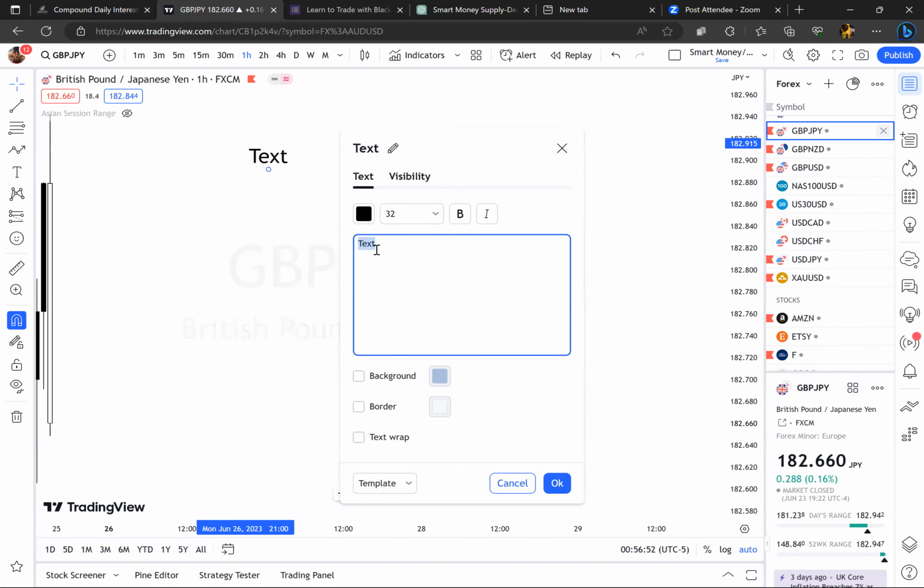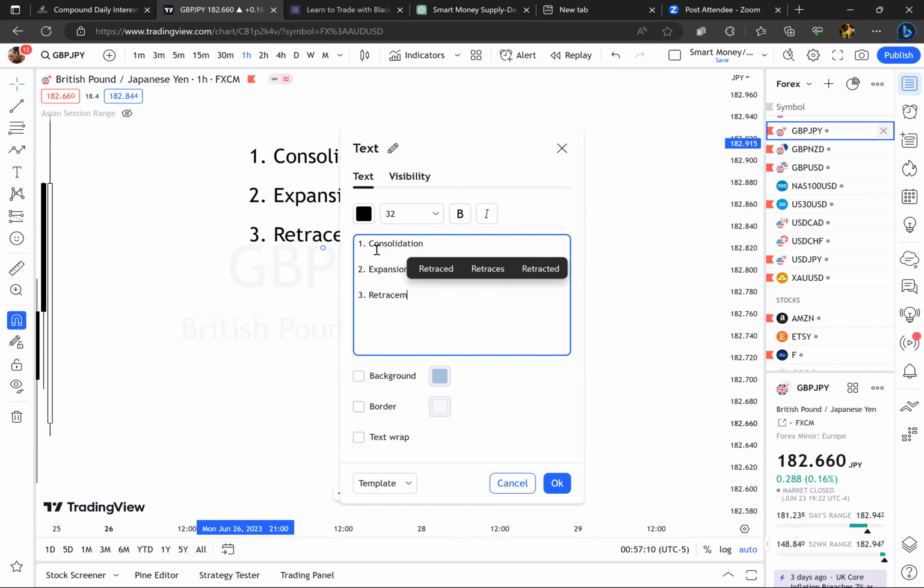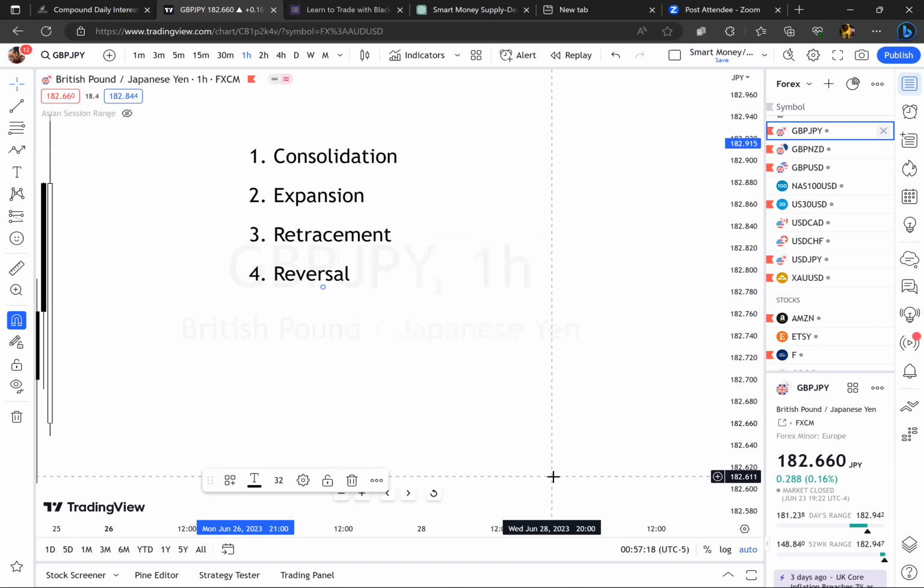So the first part of the price cycle is known as consolidation. After consolidation, we get expansion. And we'll break down what each one means, for those of you that don't know. Then we get retracement. And the last one is reversal.